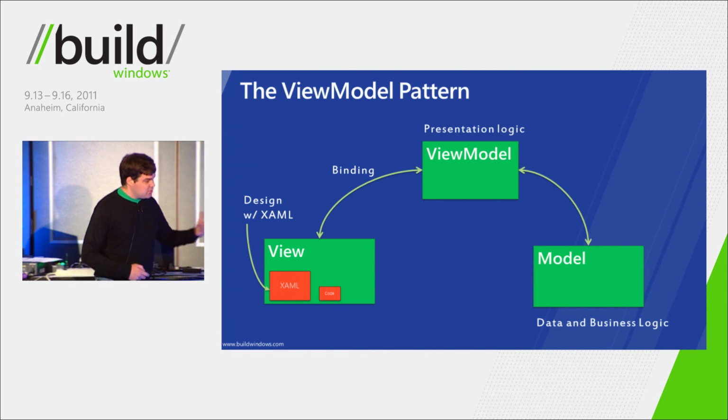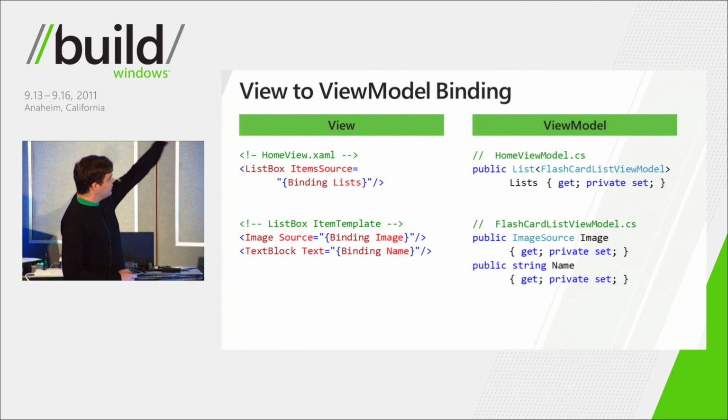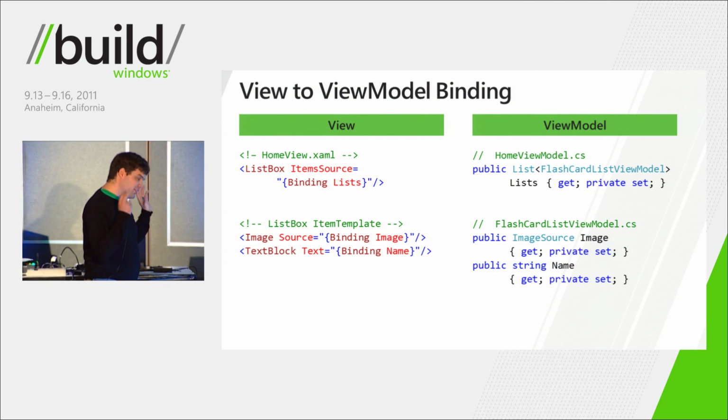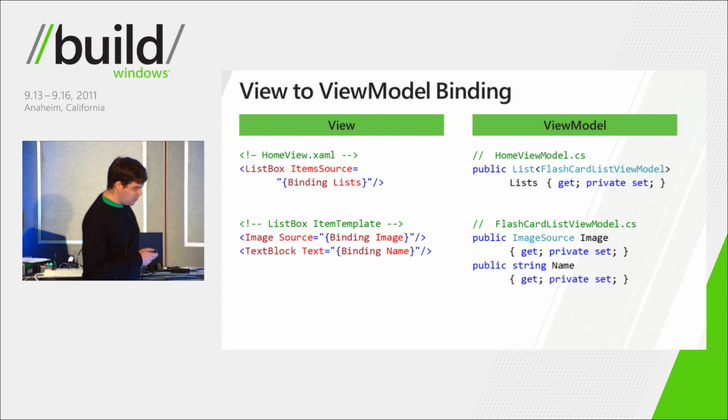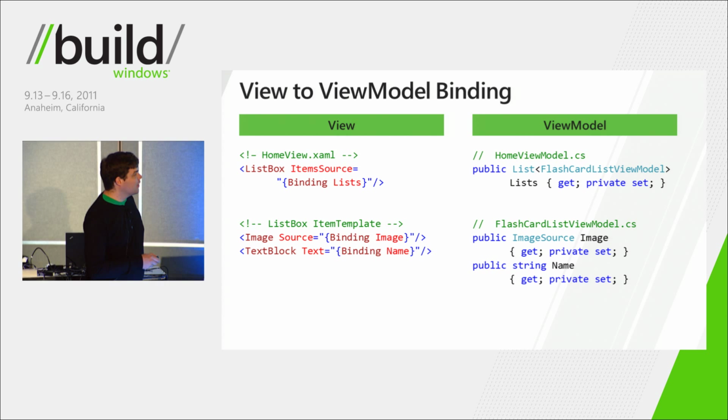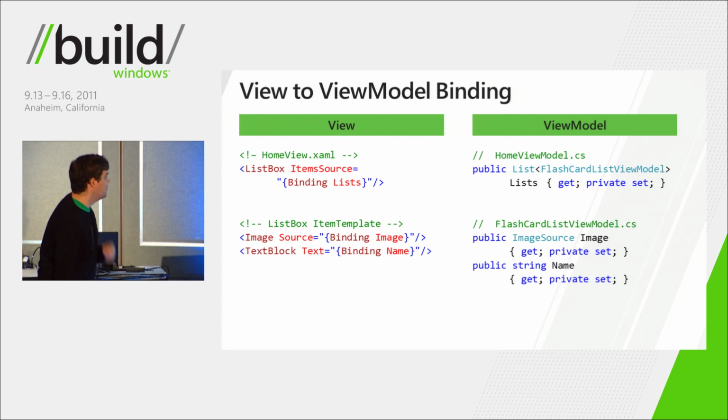So let's look at some code for how this looks. On the left, we've got a snippet of the code from the view for the home screen, and then we have some snippets from view models over on the right. I guess you can't see that pointer very well.